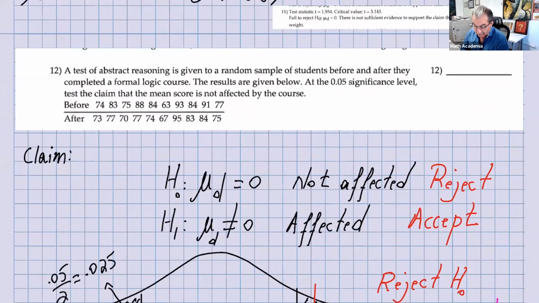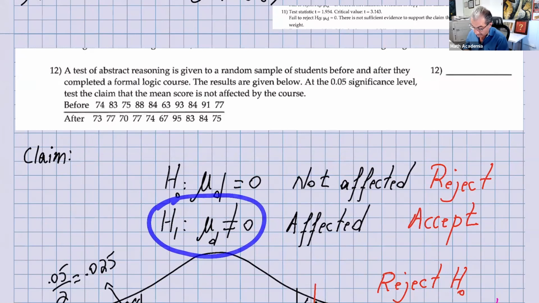Number 12, a test for abstract reasoning is given to a random sample of students before and after completing a formal logic course. The results are given below. At the 0.05 significance level, test the claim that the mean score is not affected. Again, it doesn't say effective or not effective. Not affected or does not have an effect. You use this claim. So mu sub d is not equal to 0.